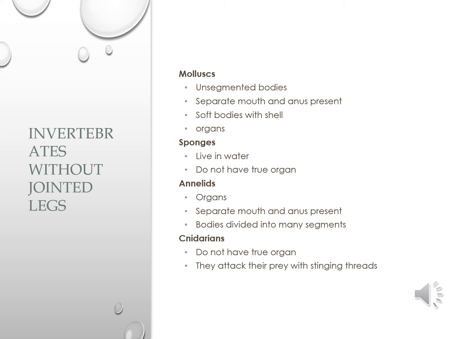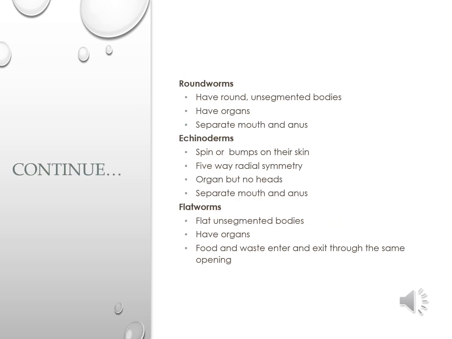Cnidarians do not have true organs. They attack their prey with stinging threads. When we say they don't have true organs, that means they don't have lungs or the proper organs that human beings or other animals have. Further, among invertebrates without joined legs, we have roundworms, echinoderms, and flatworms. Roundworms have round unsegmented bodies, meaning the entire body is a whole, and they have organs and a separate mouth and anus.